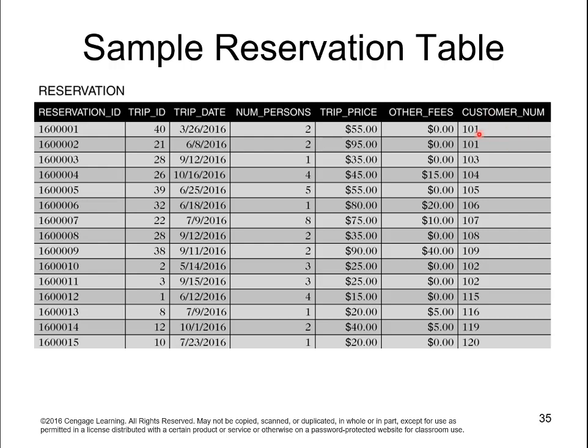Now remember, the customer number in this context is the customer. They might be booking more than one person.